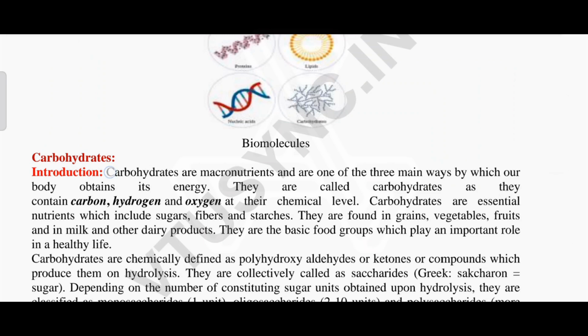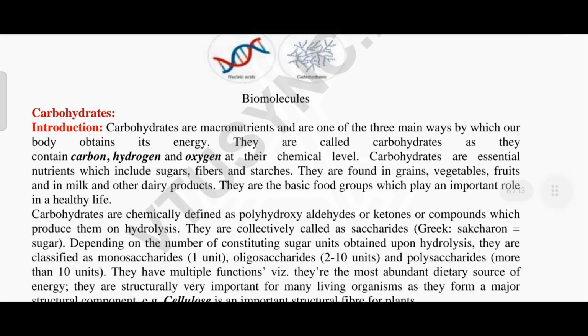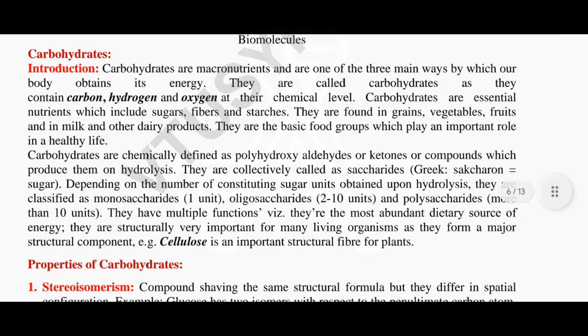Carbohydrates. Introduction. Carbohydrates are macronutrients and are one of the three main ways by which our body obtains its energy. They are called carbohydrates as they contain carbon, hydrogen, and oxygen at their chemical level. Carbohydrates are essential nutrients which include sugars, fibers, and starches. They are found in grains, vegetables, fruits, and in milk and other dairy products. They are the basic food groups which play an important role in a healthy life.